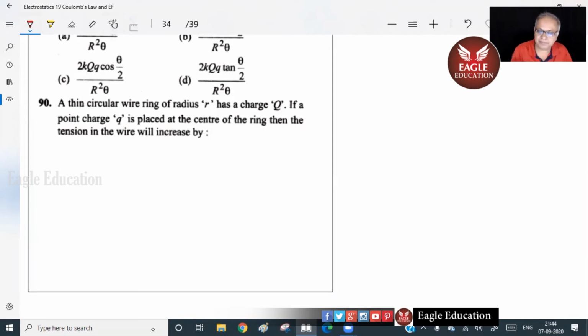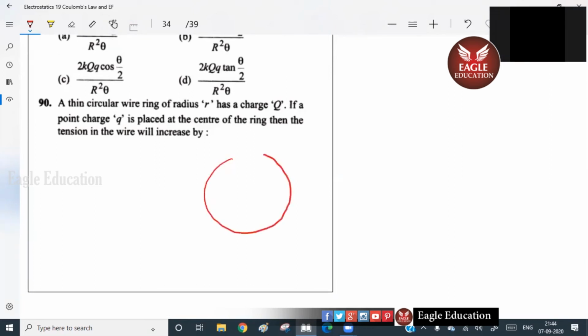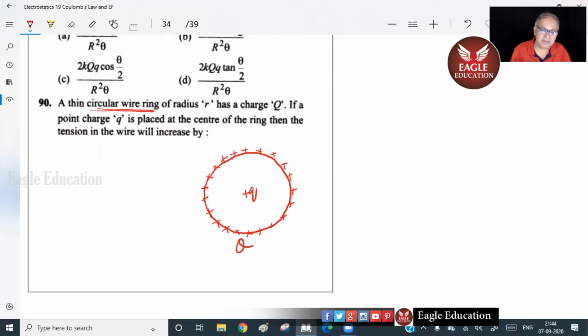Look, the point charge is placed at the center, so the electric field experienced by it is zero. But the question is not that. This whole ring has a charge Q. Circular wire ring means the metal ring I have got, and its total charge is Q. Now I placed the point charge here. The question is, the tension in the wire will increase by how much? All this is once again your understanding of forces from first year.